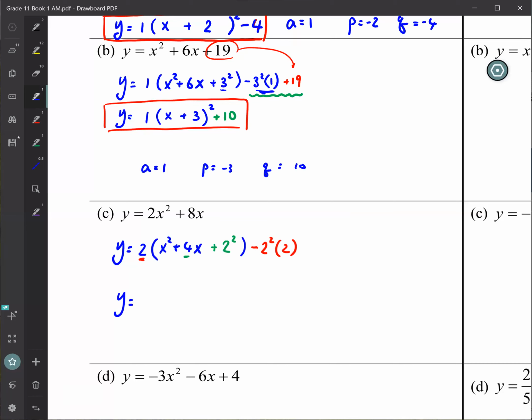Also write out the APQ, okay? A equal, P equal, Q equal.